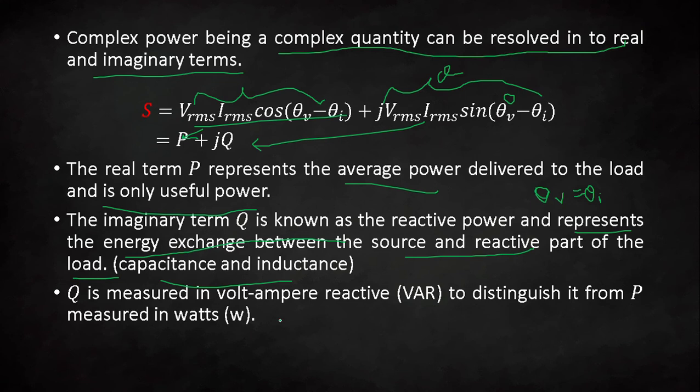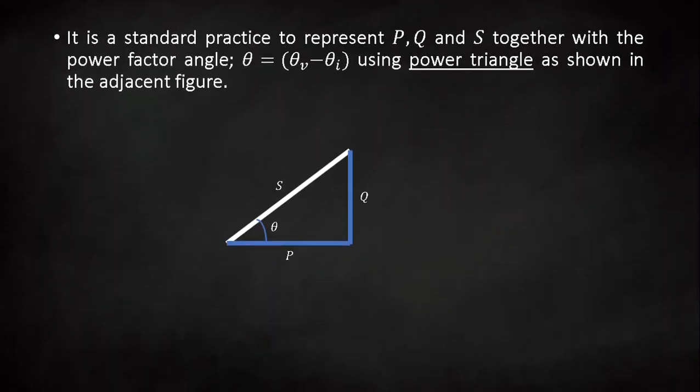Q is generally measured as volt ampere reactive to distinguish it from the active power that is measured in watts. As far as the relationship between complex power, apparent power, reactive power and real power with respect to your power factor is concerned, it can be easily understood using the power triangle. The power triangle is nothing but the correlation of S, P and Q with respect to theta. So from here we can see that S is nothing but your active power P plus jQ.